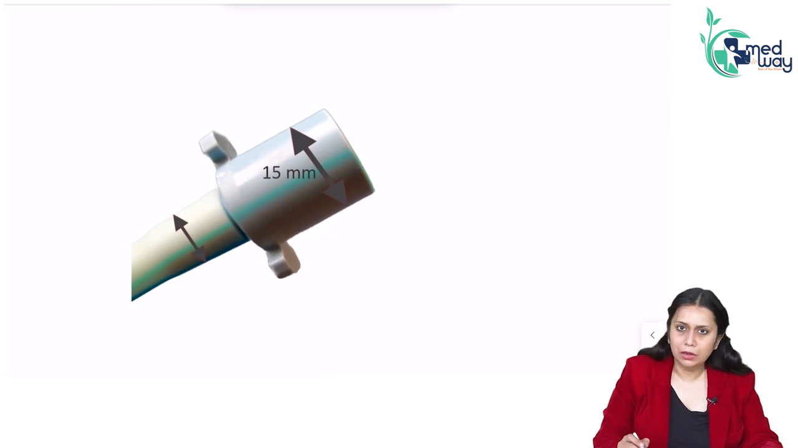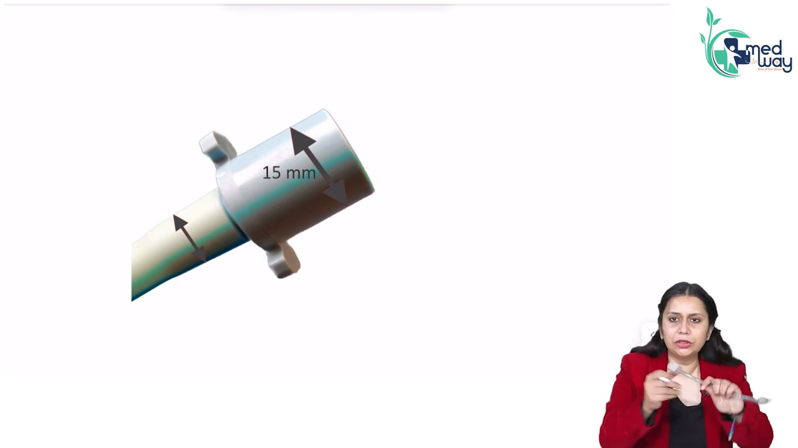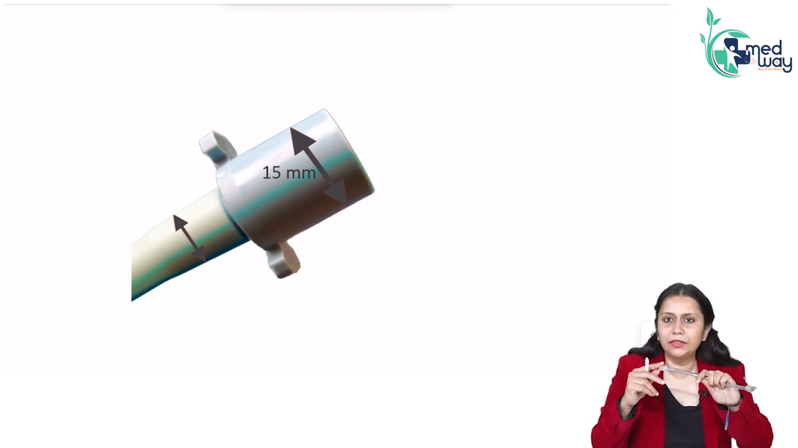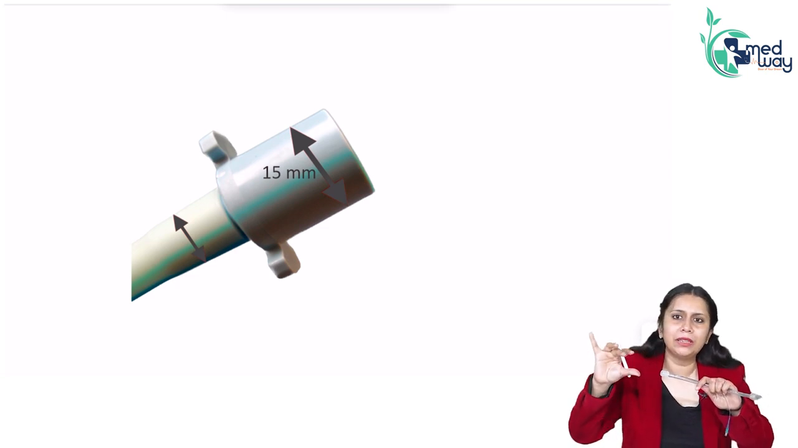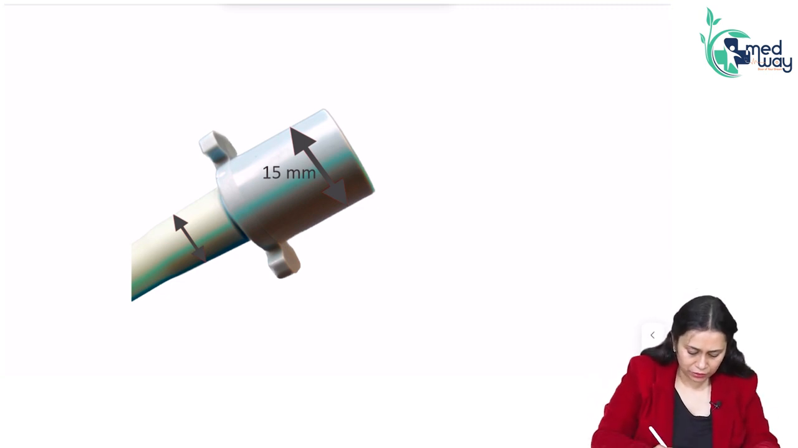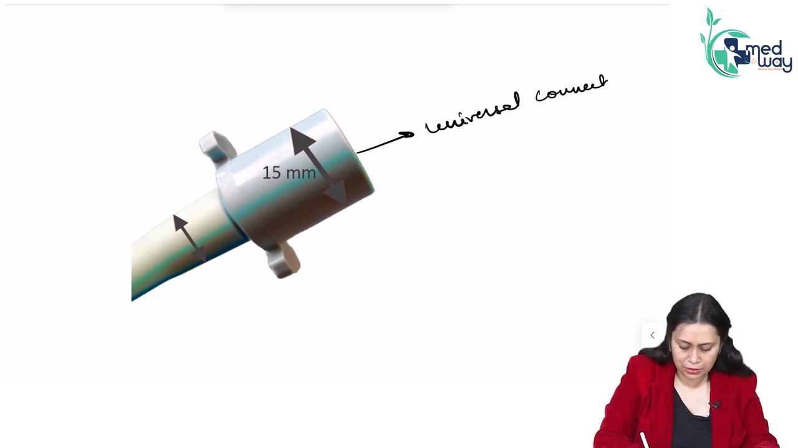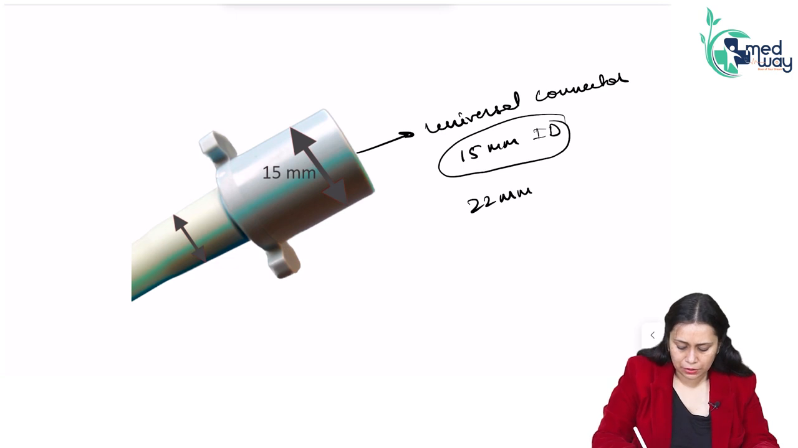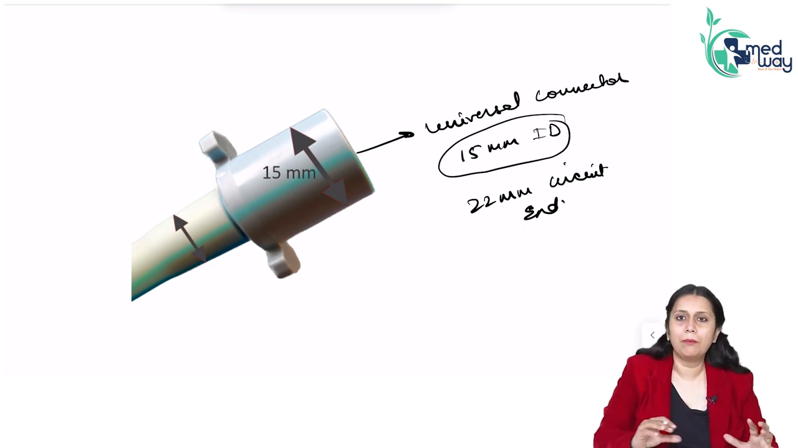Okay, now let us talk about the universal connector. So, this is the universal connector. It has 15 mm internal diameter to attach to the 22 mm end of the circuit. Okay, so this is how the parts of the tube are.